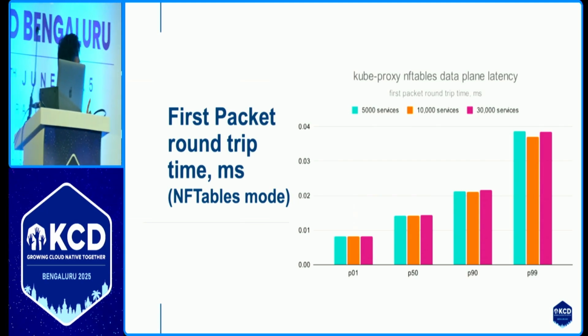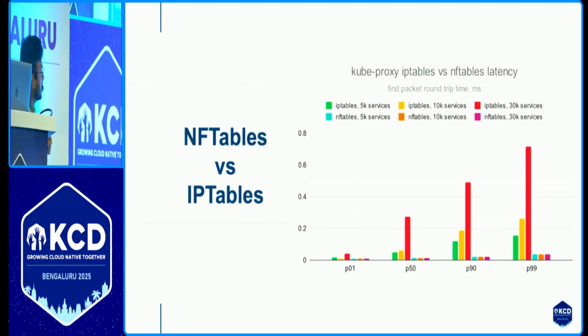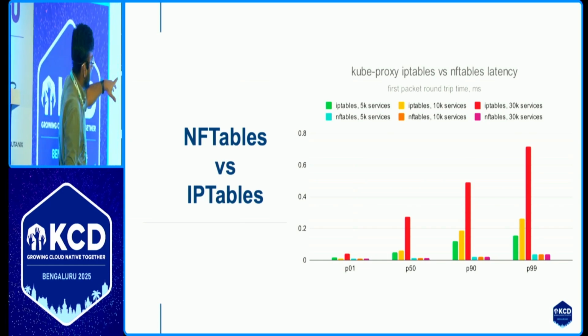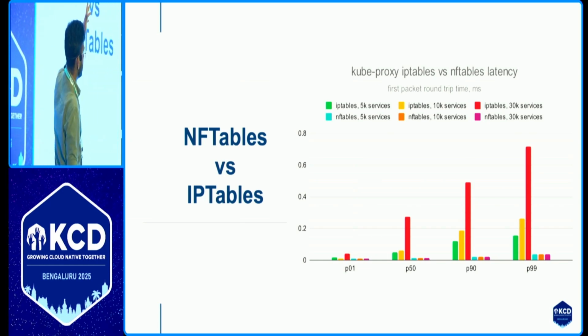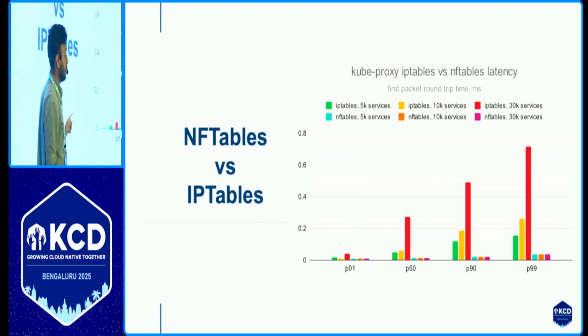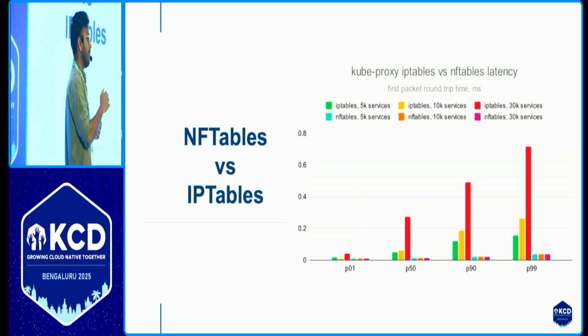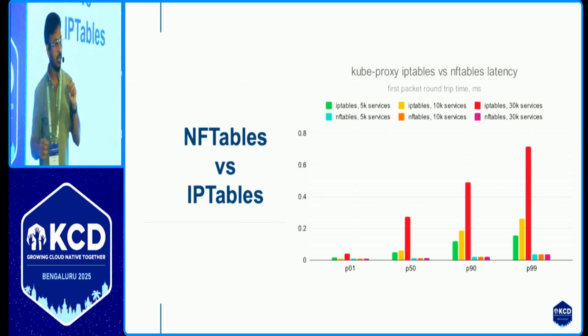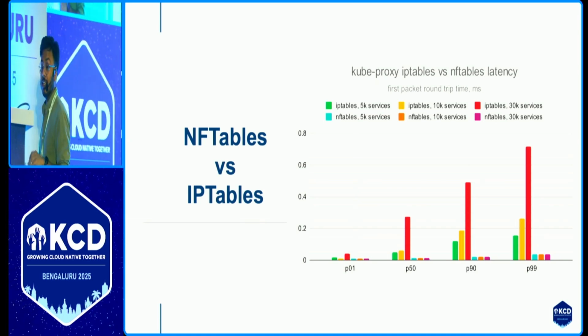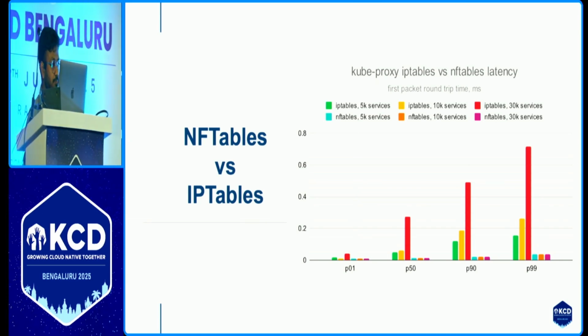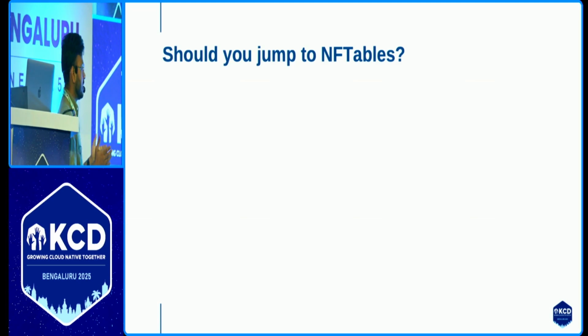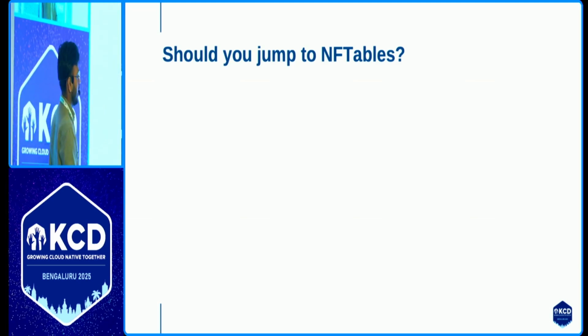Now, the interesting thing happens when we actually put these numbers side by side. I hope everyone can see that iptables forms a peak at 30,000 services, whereas NFTables not only stays consistent with the increasing number of services, it performs equivalent or better than iptables mode. And it's a big performance improvement. So it's a big performance improvement, great. So should you jump to NFTables mode?